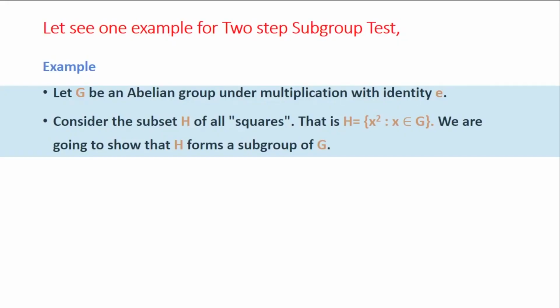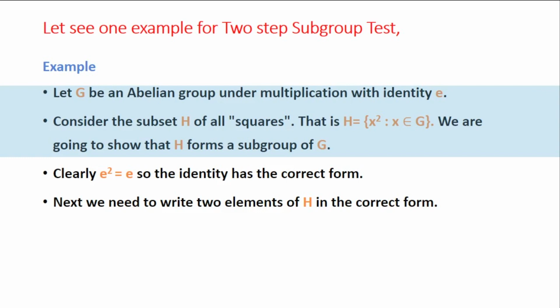Let's see one example for the two-step subgroup test. Let G be an abelian group under multiplication with identity e. Consider the subset H of all squares, that is H equals x squared, where x is an element of G. We are going to show that H forms a subgroup of G. Clearly, e squared is equivalent to e. So, the identity has the correct form.